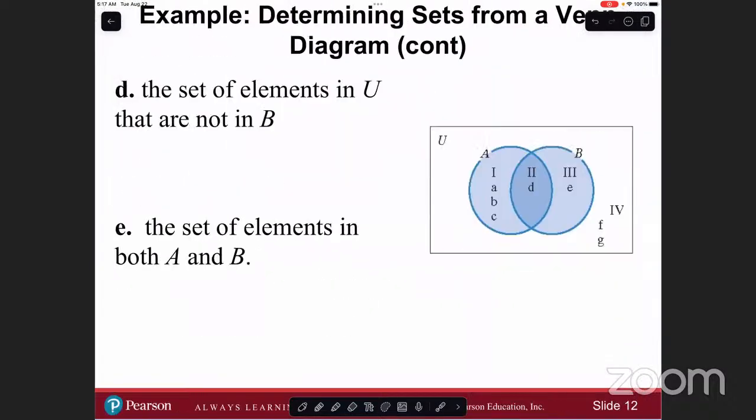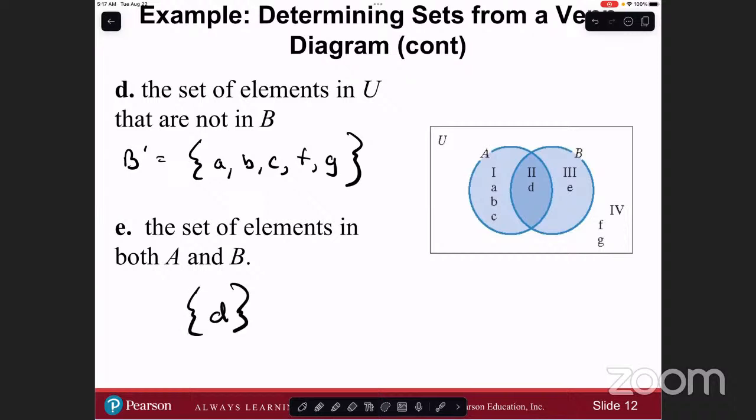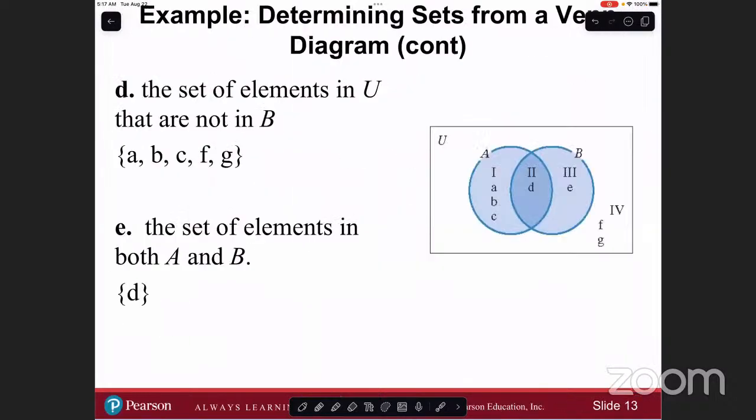The set of elements in U that are not in B, basically B complement, is A through G excluding D and E. So I'll abbreviate it like this: A, B, C, F, and G. The set of elements in both A and B, the parts common to both, is going to be this region 2 here, which is just D.